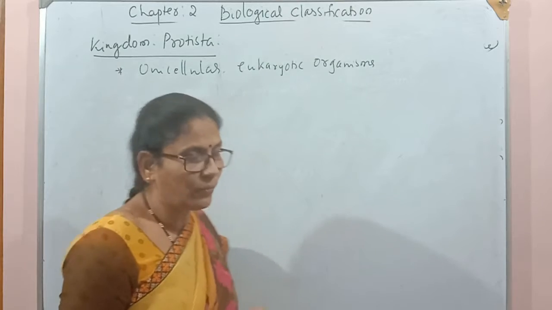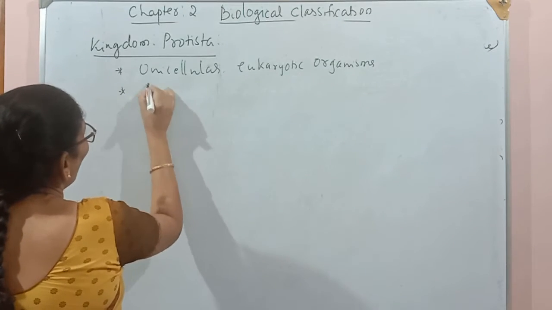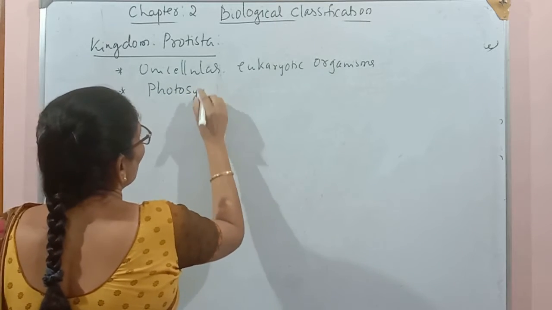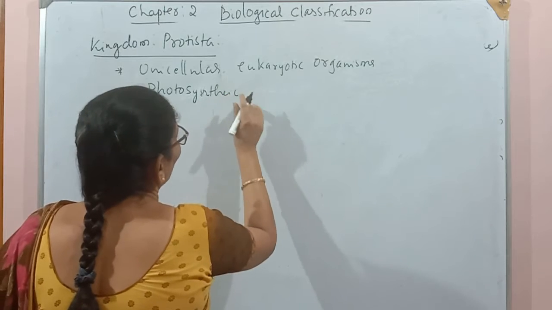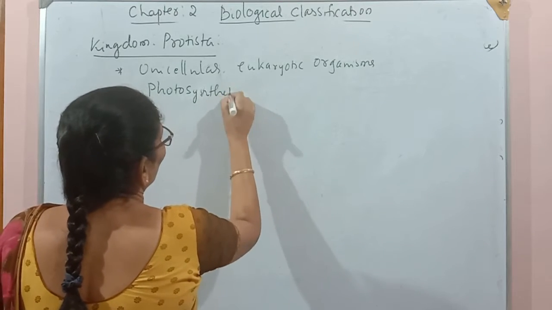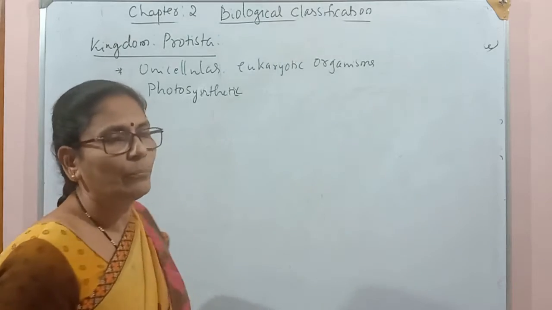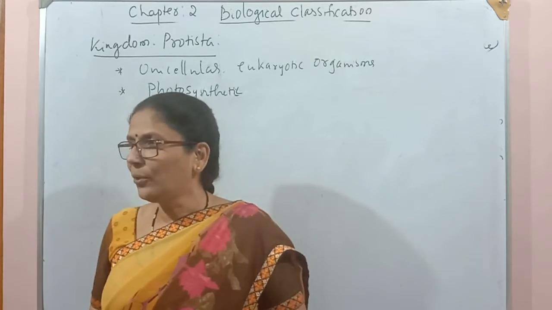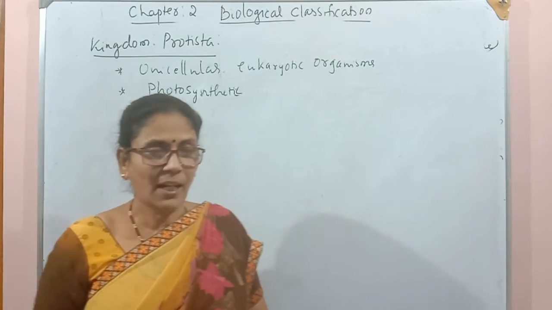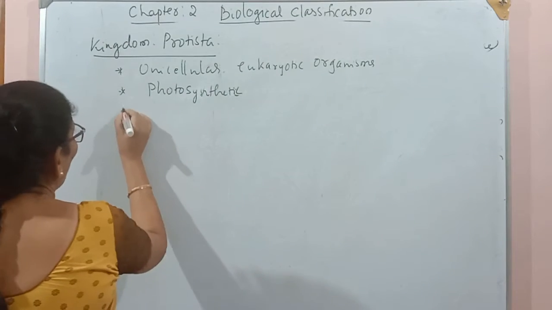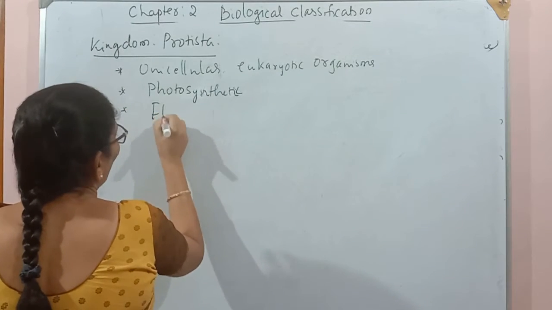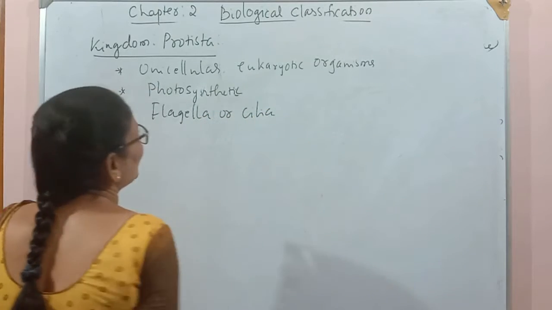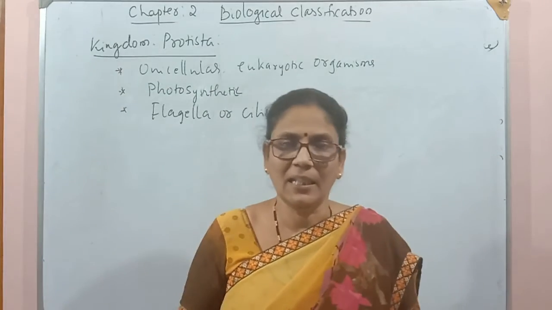The next character of this kingdom is that they are photosynthetic. The members of Protista are photosynthetic, which means they can prepare their own food by using sunlight. And the members of this group have flagella or cilia.